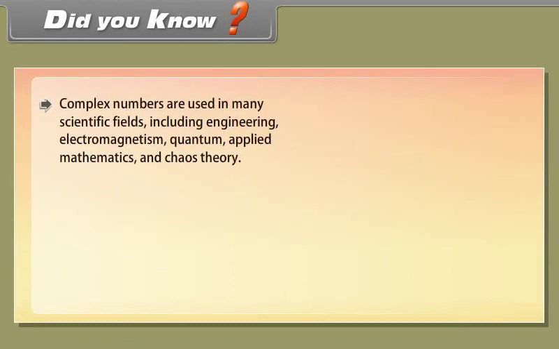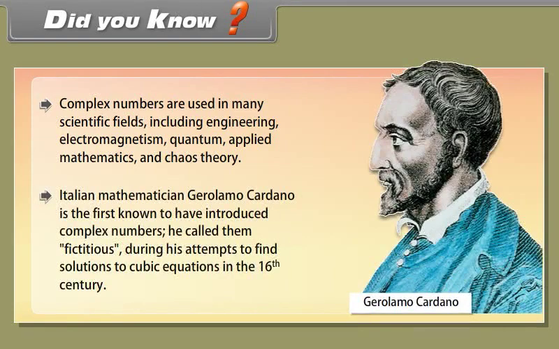Did you know? Complex numbers are used in many scientific fields, including engineering, electromagnetism, quantum mechanics, applied mathematics, and chaos theory. Italian mathematician Girolamo Cardano is the first known to have introduced complex numbers. He called them fictitious during his attempts to find solutions to cubic equations in the 16th century.